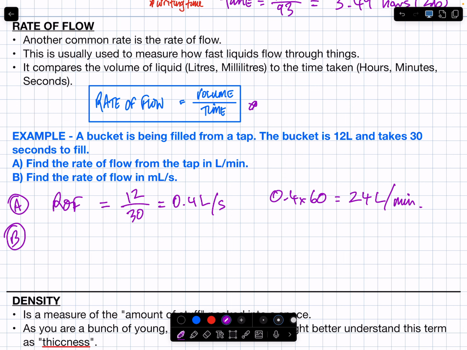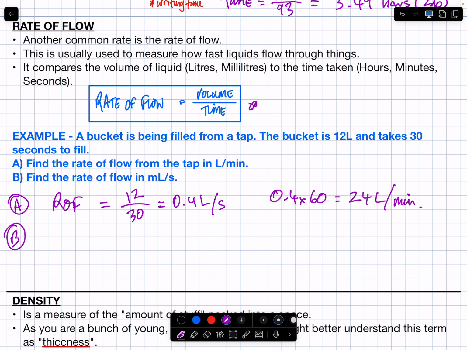Anyone able to help me out with B? How do I find the rate of flow in millilitres per second? You just divide it by 60. Not quite. How many millilitres are there in 1 litre? There's 1,000 millilitres. And then we're going back to seconds.